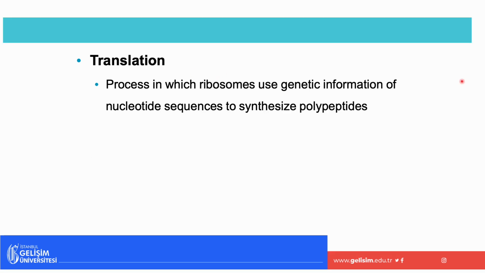All right, so during translation, the genetic information in mRNA is used by ribosomes to direct the synthesis of a specific polypeptide chain. So this process involves the coordinated interaction of tRNA molecules, which carry amino acids, to the ribosome and mRNA to make sure that the amino acids are added in the correct sequence to form the desired polypeptide chain.